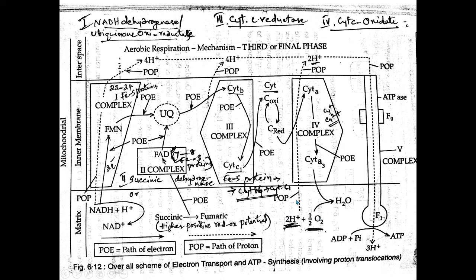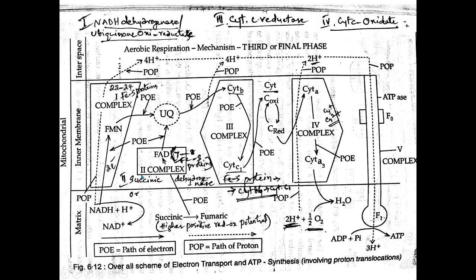Here also, out of 4 protons, 2 protons reach the intermembranal space, and 2 protons are utilized for reduction of this oxygen. Oxygen receives electrons from cytochrome A3, that is complex 4, and 2 protons from the mitochondrial matrix, and it reduces to water. So ultimately these electrons are transferred via various enzyme complexes to oxygen. Ultimately it is reduced to water. And during this whole process, see here 4, here 4 protons, and 2 protons there. A total of 10 protons enter into the intermembranal space.